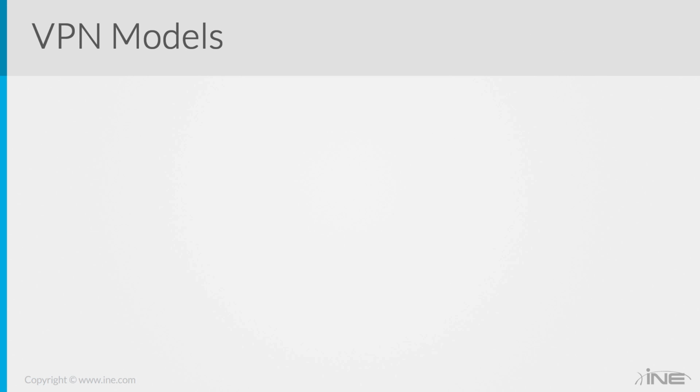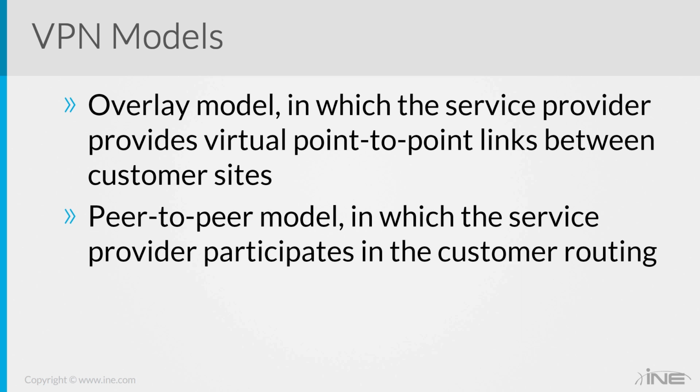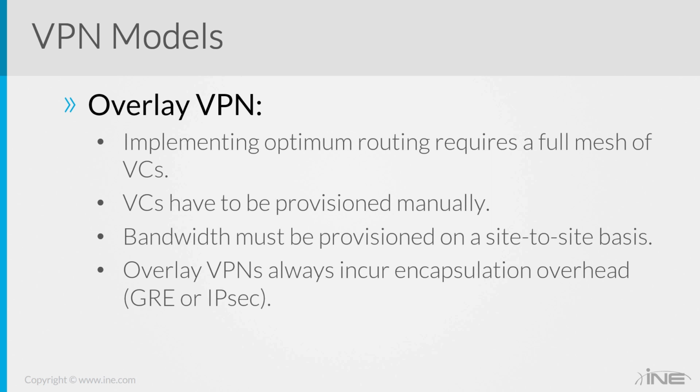Now, when it comes to VPN models, there's a couple of different variations of it. We have the overlay model, which is where the service provider provides virtual point-to-point links between customer sites. And then we have the peer-to-peer model, in which the service provider participates in the customer routing. Depending on the situation at hand, we could take a look at a couple different aspects of this. With overlay VPN, implementing optimum routing requires a full mesh of virtual circuits. Virtual circuits are provisioned manually, and bandwidth must be provisioned on a site-by-site basis. Overlay VPNs also incur encapsulation overhead like GRE and IPsec.